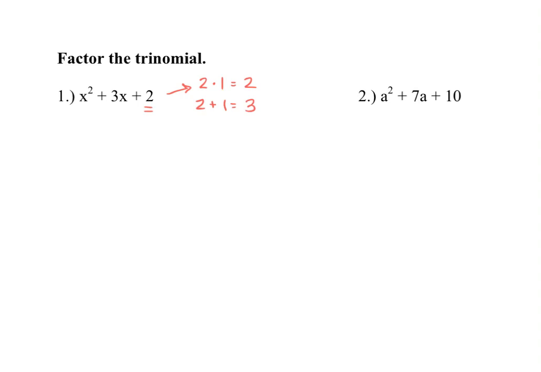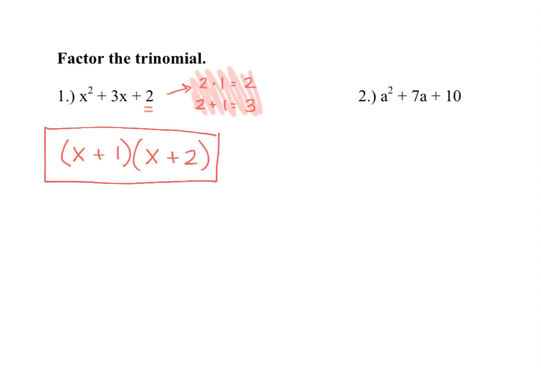Guys, this right here is the work that you need to show. You need to show that the two numbers you're choosing multiply to the last term and add to that middle term. So make sure you're showing that work. And so here I know that my answer is x plus 1 times x plus 2. That's my answer. You're welcome to multiply those binomials to double check it, but your answer is the two binomials.